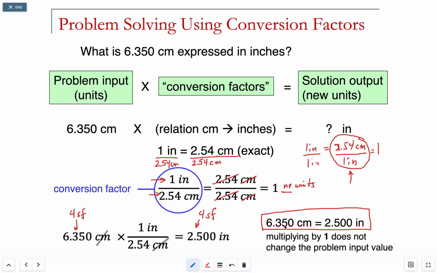The length, 6.350 centimeters, equals 2.500 inches. This is like multiplying by 1 because the quantities here are identical, right? Multiplying by 1 does not change the input value of our problem.